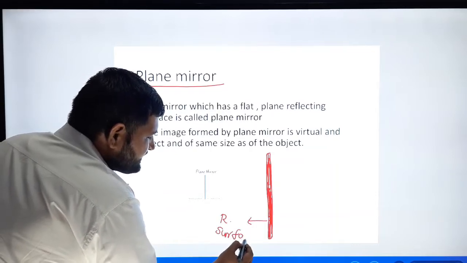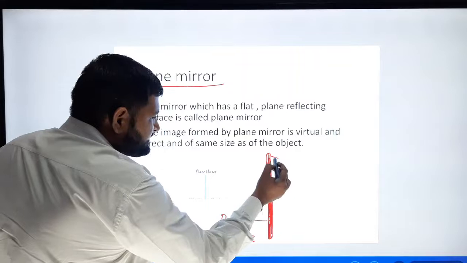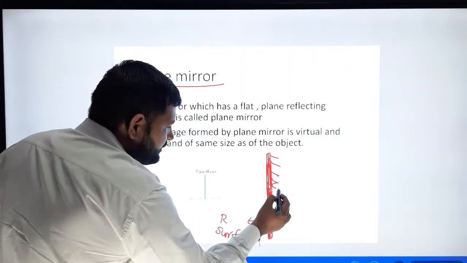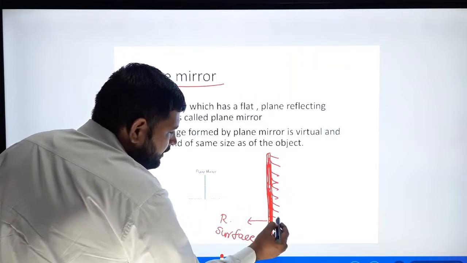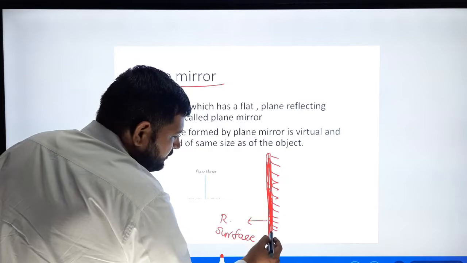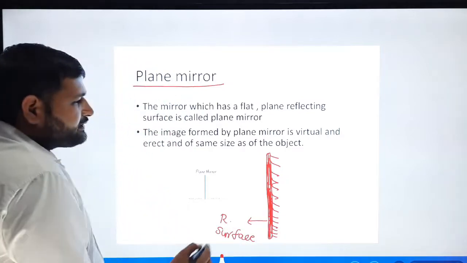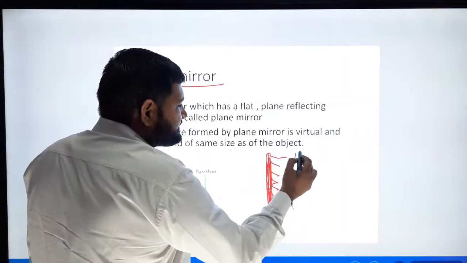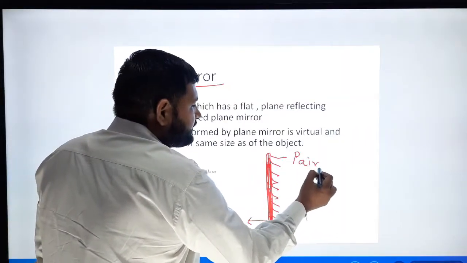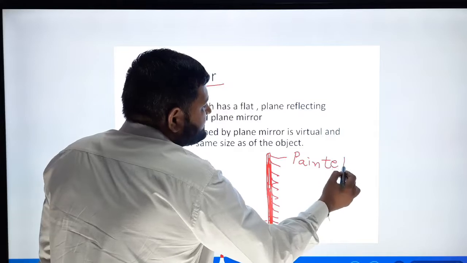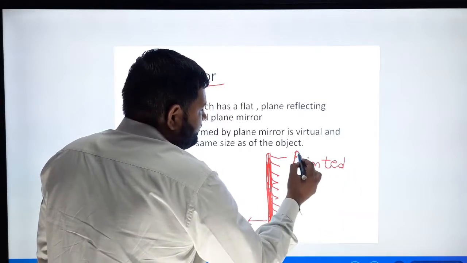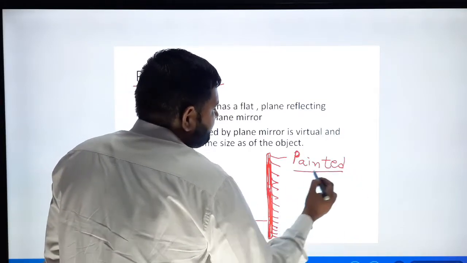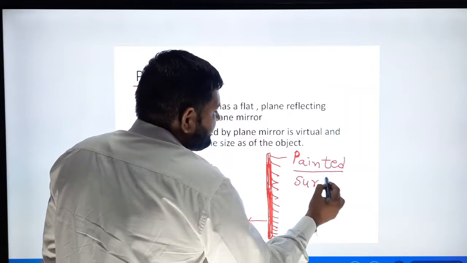Now the opposite side of the mirror is painted to block the transmission of light. So the painting on the opposite side of the reflecting surface is represented by these lines. So this is the painted surface of the mirror, which blocks the light from transmitting through the mirror. So this is the painted surface.